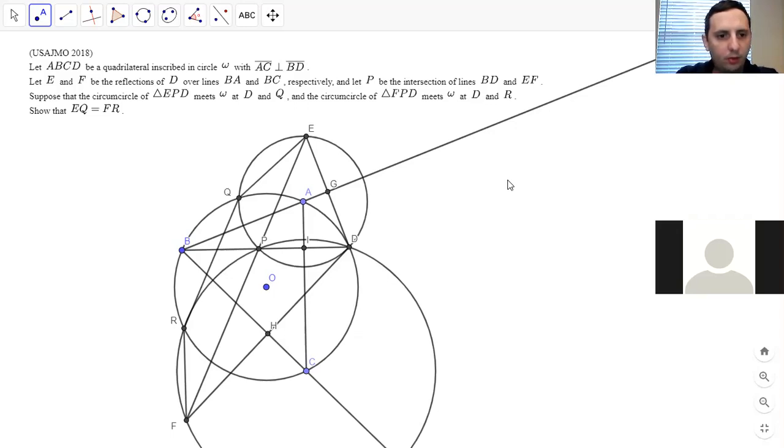So yeah, how do we show that these are parallel and that this is cyclic? I guess A and C are the centers. A and C are the circumcenters of these, right? Is that what you're saying? Yeah. Because let's think about that. So we know AE equals AD.